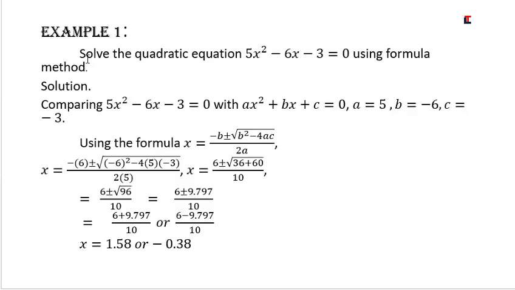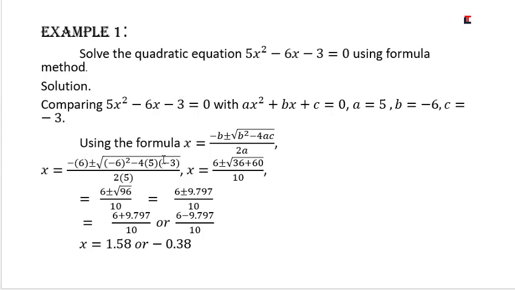Example 1. We are told to solve the quadratic equation 5x squared minus 6x minus 3 equals 0 using the formula method. Don't forget this is my general equation. From this general equation, I will compare it with this and bring out my a, my b, and my c. Comparing, you see that a equals 5, b equals minus 6, and c equals minus 3.